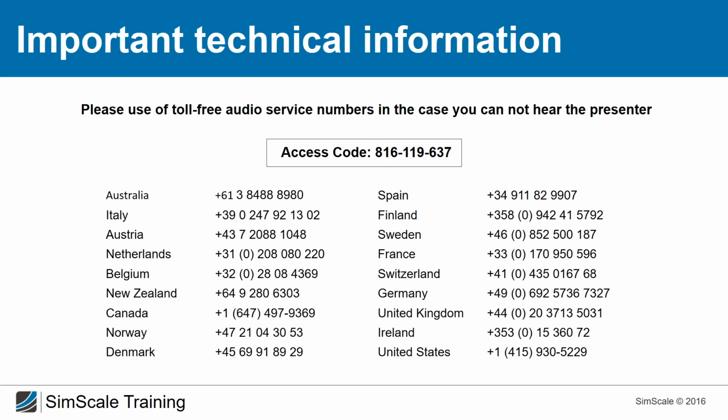And if something should happen during the session and the audio quality is not good anymore, you can also use our toll-free audio service numbers. These numbers you can see here, you can just call them, it's without any cost for you, and then you just have to enter this access code for the session, which is 816-119-637, to join the audio of the session using your phone.